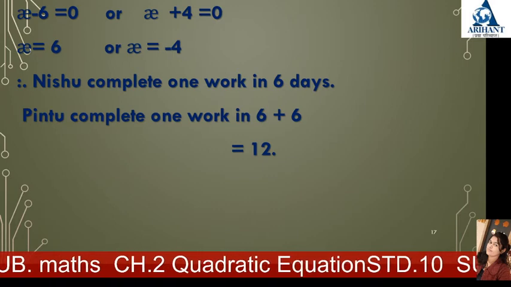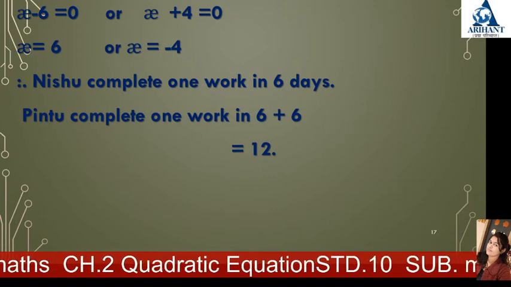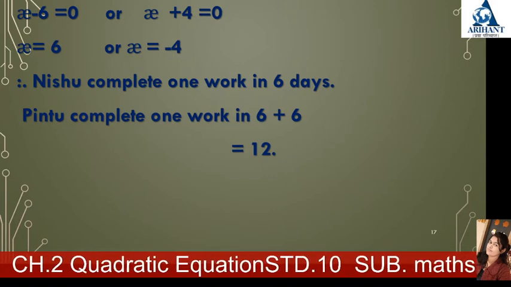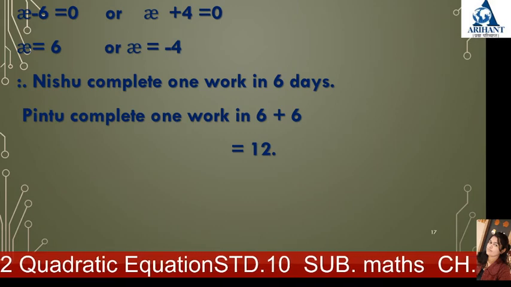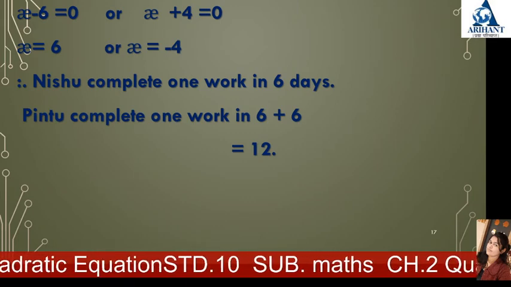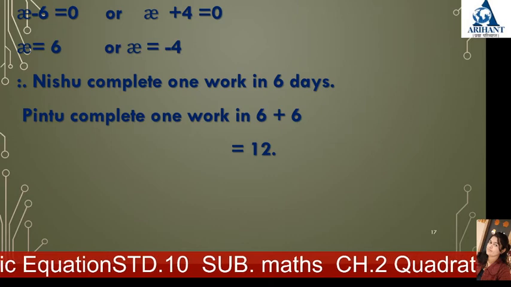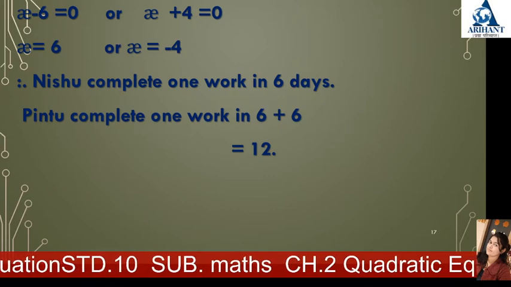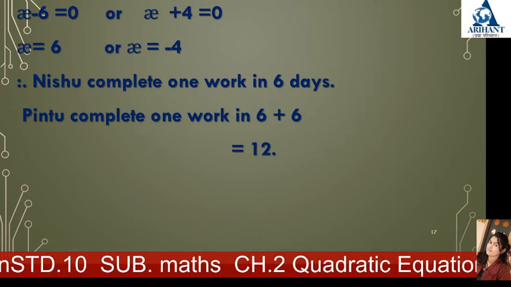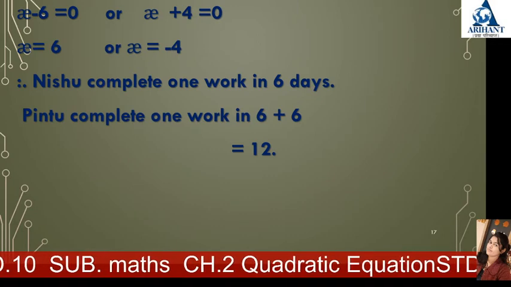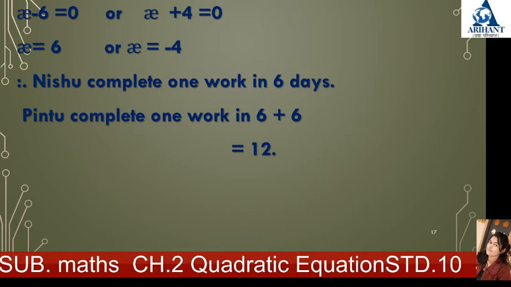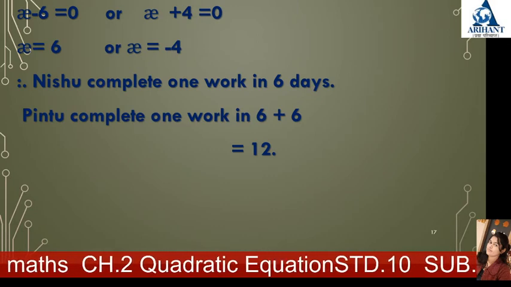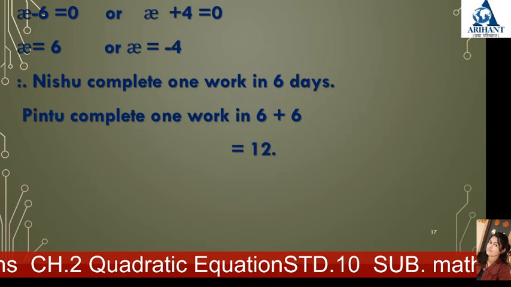So Nishu completes one work in 6 days and Pintu completes one work in 6 plus 6, because we considered x plus 6 for Pintu's work. So x plus 6, let's put the value in x, that is x is 6. So 6 plus 6 is equal to 12. I hope everyone understood.